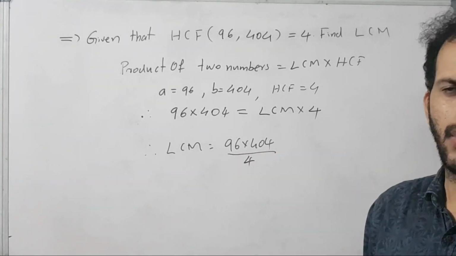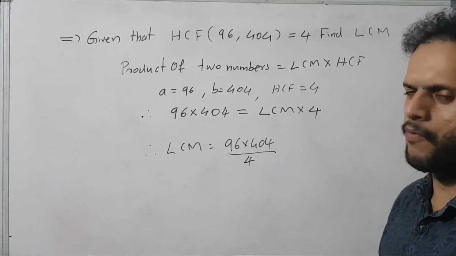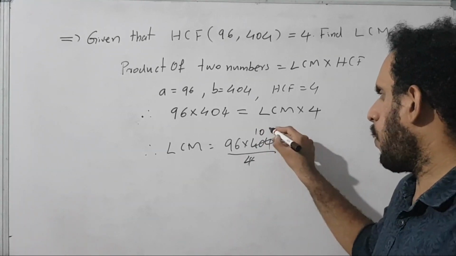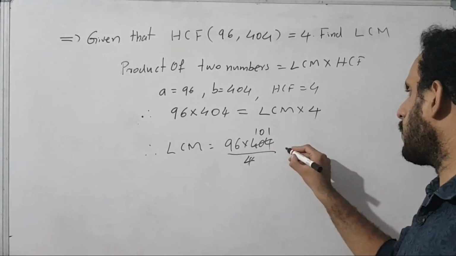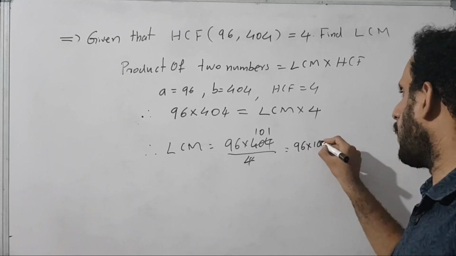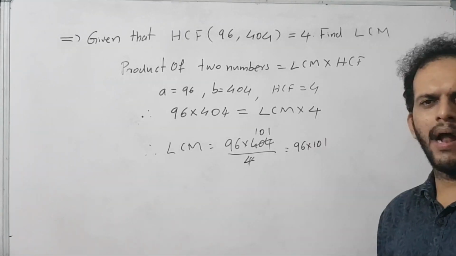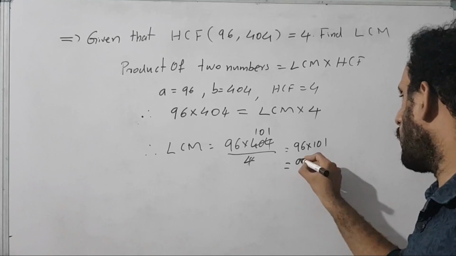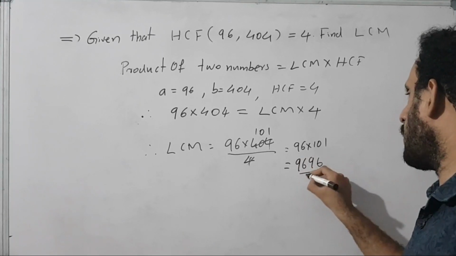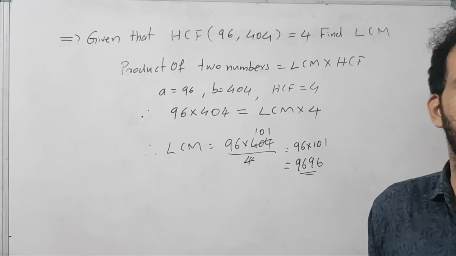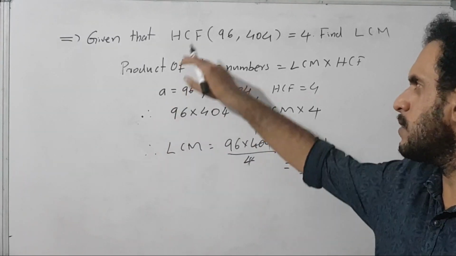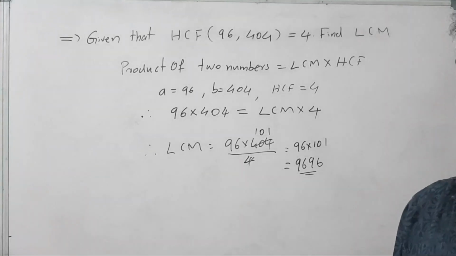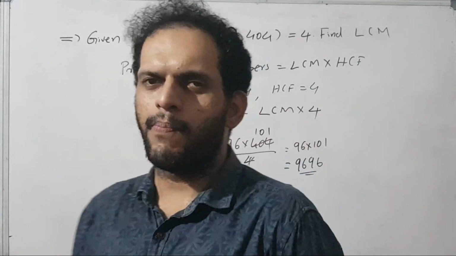Correct? By 4. So, it's possible to reduce 4 and 404. Very easy. What do you get? 4 1 times 0, 1. Correct? Then 101. So, we get here 96 into 101. Correct? 96 into 101. What is 96 into 101? The 96 into 101 is equal to 9696. So, what is the LCM of these two numbers, 96 and 404? The LCM is 9696.